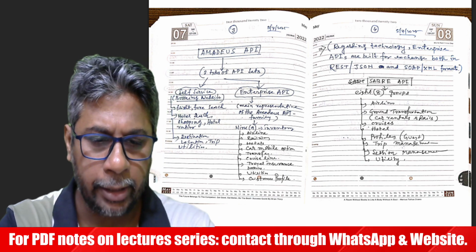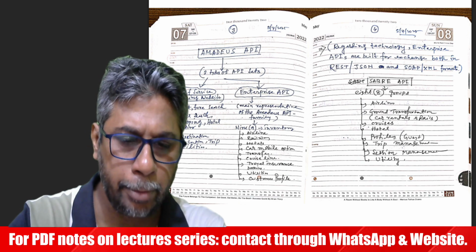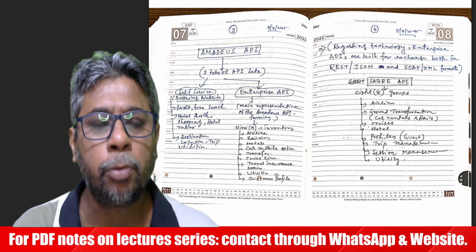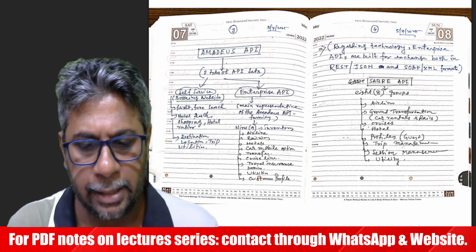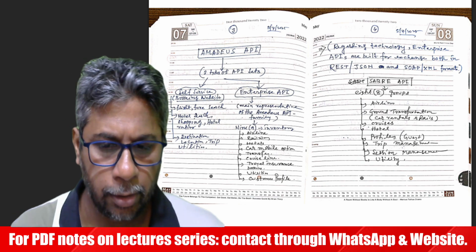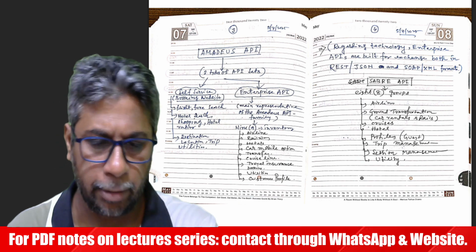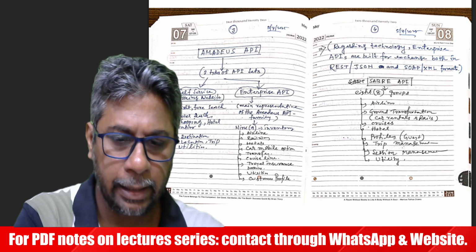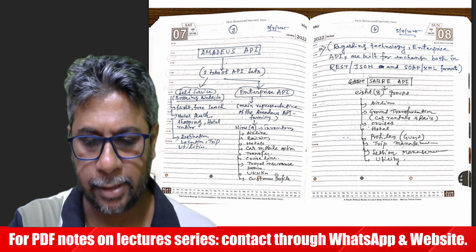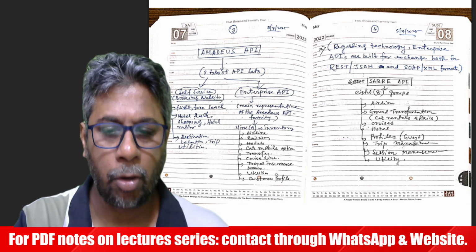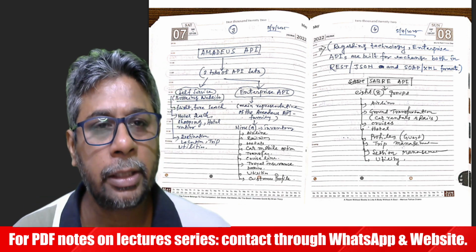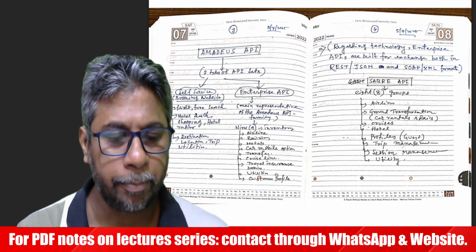Regarding technology, enterprise APIs are built for exchange in both REST and JSON, and SOAP and XML format. Pricing and conditions of access are made available only upon direct contact with the Amadeus team.